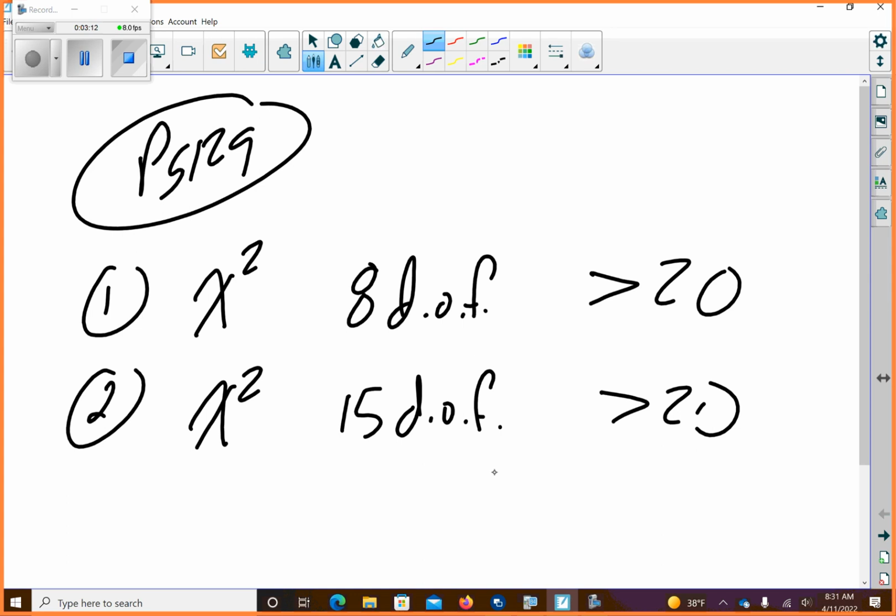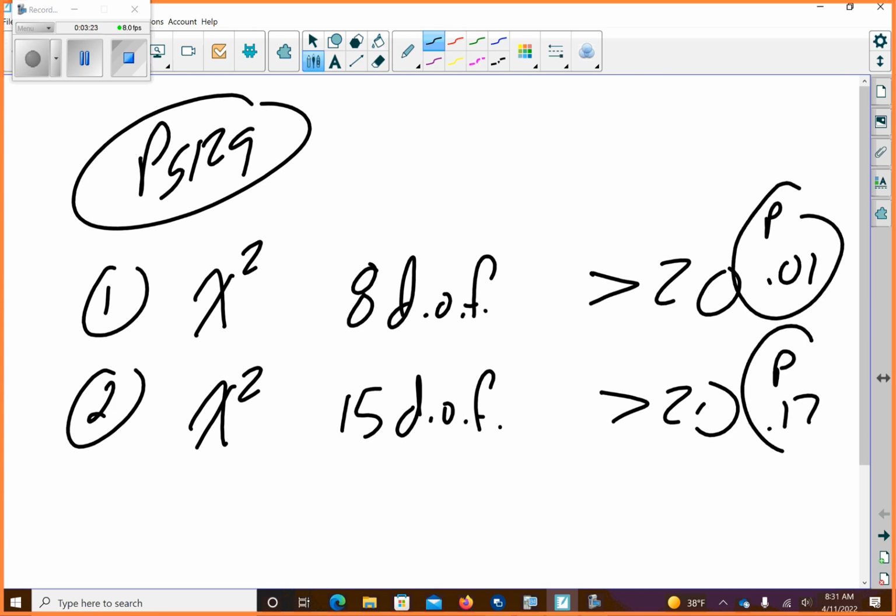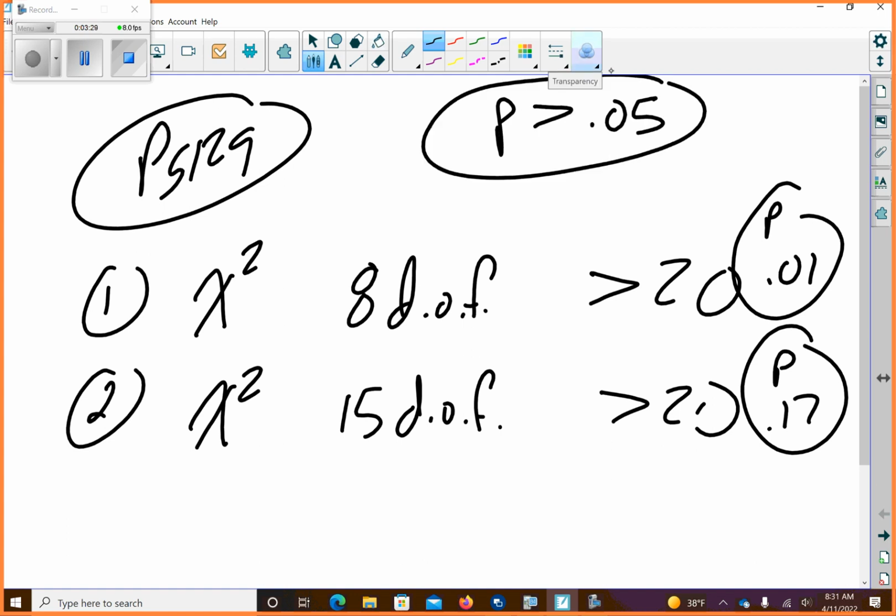The p-value that it gave us before was 0.01. This one gives us a p-value of 0.17. And remember, the p-value you want greater than 0.05. So it looks like the second one works. As our degrees of freedom for the exact same problem goes up, our p-value then changes.